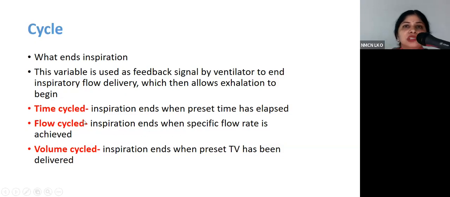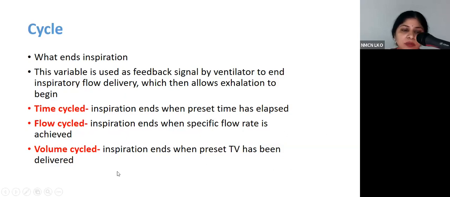Then there could be flow cycling. So we know that there is a flow rate. Flow rates are in liters per minute. We will understand that more in the graphics. So a particular flow rate is achieved, and then the ventilator knows that if this much flow rate is achieved and it is decelerating, I have to stop the inspiration and start the exhalation. That is called flow cycling.